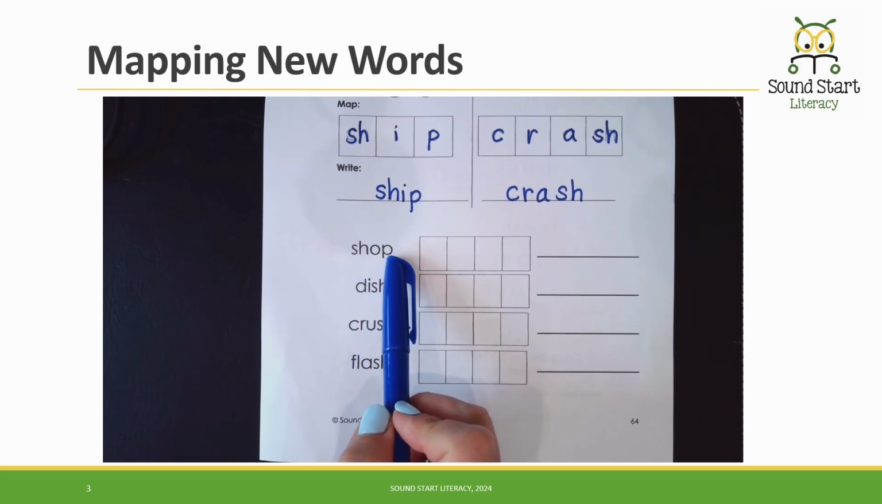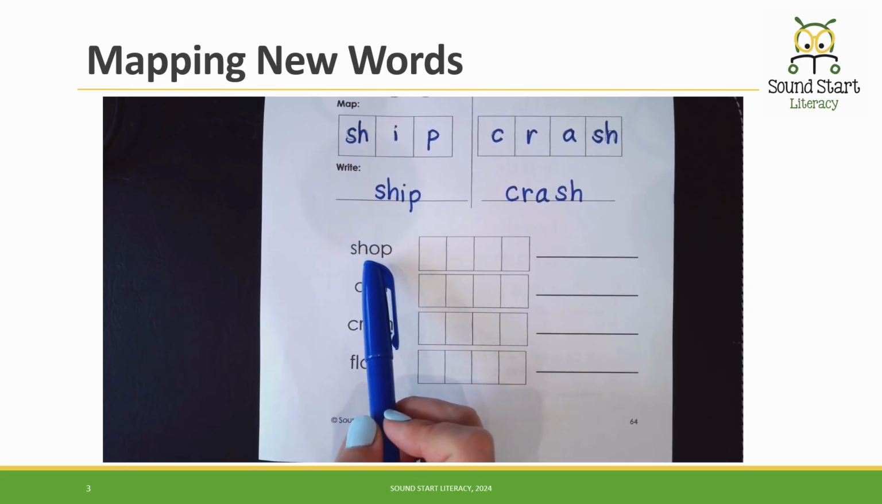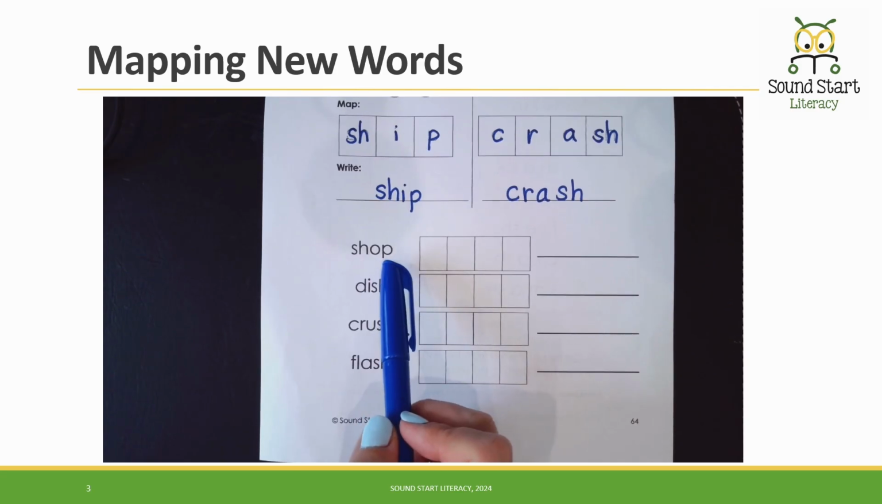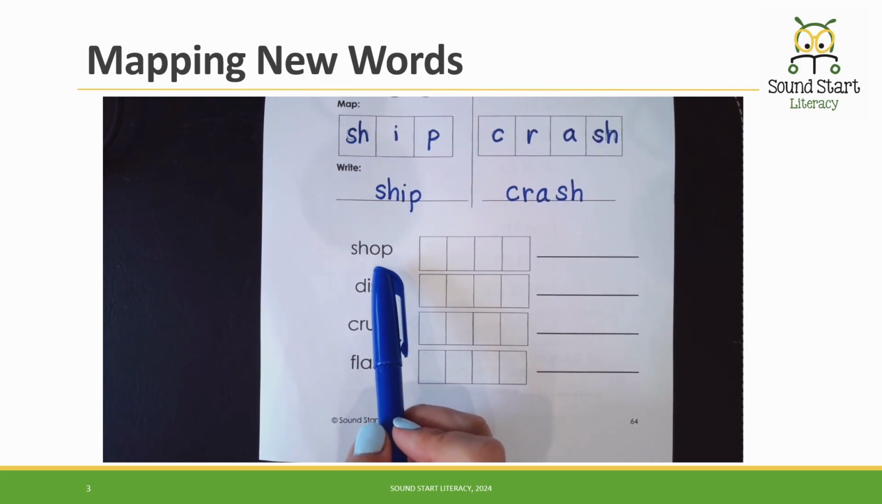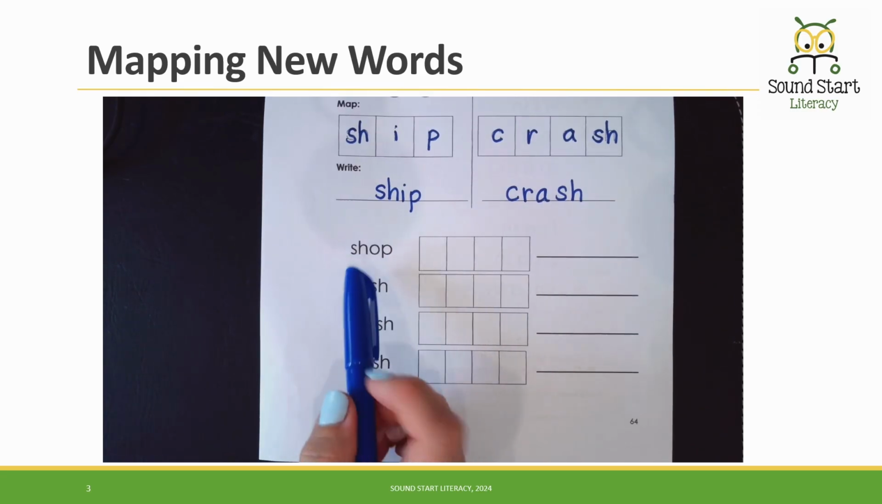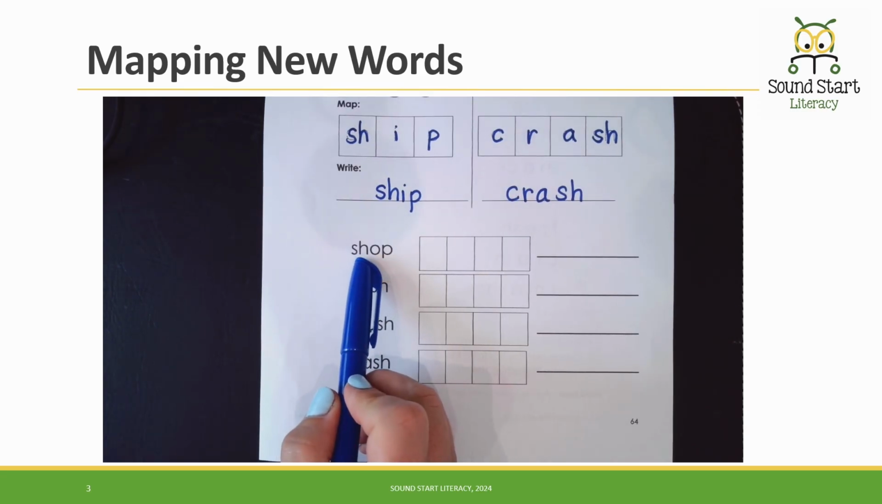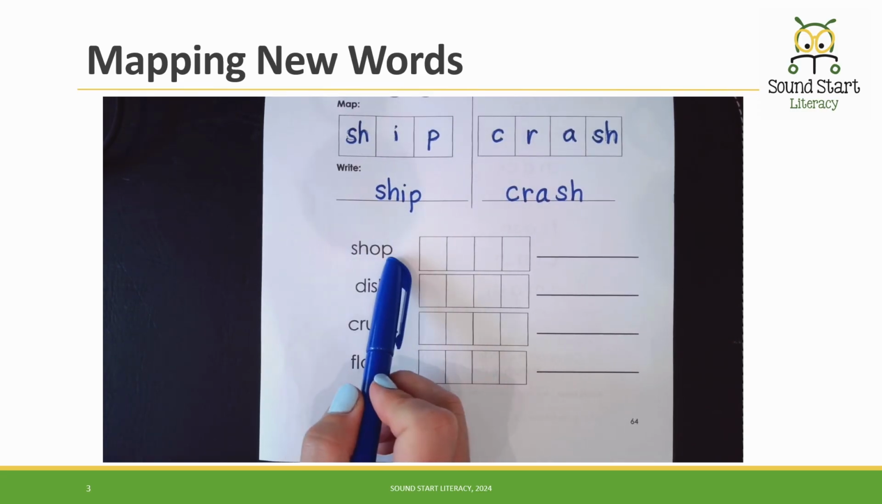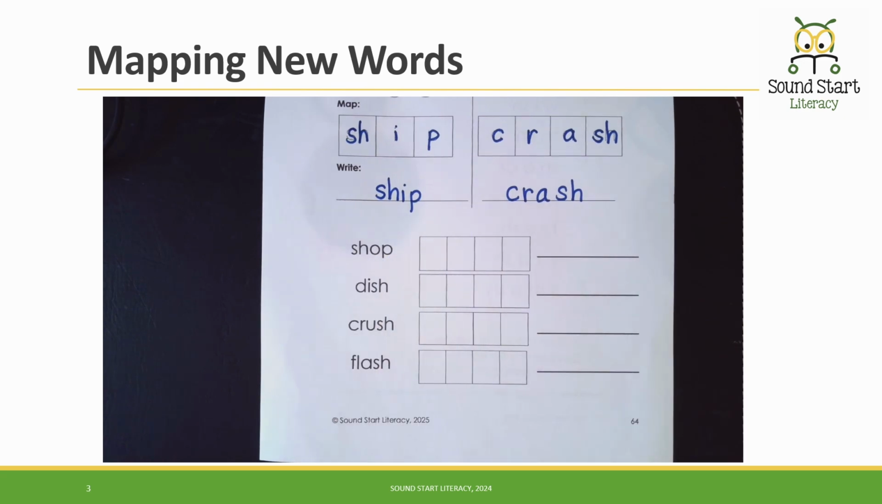Shop versus sh, uh, shop. So we want to segment when we're spelling, but when we're reading, we want to blend those sounds together and keep that airflow moving. So it would look something like this. Shop, shop. And then we put it in context. I'm going to shop at the store.